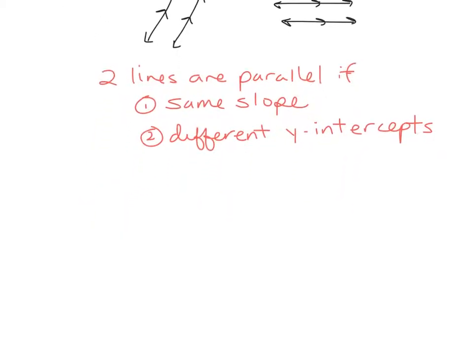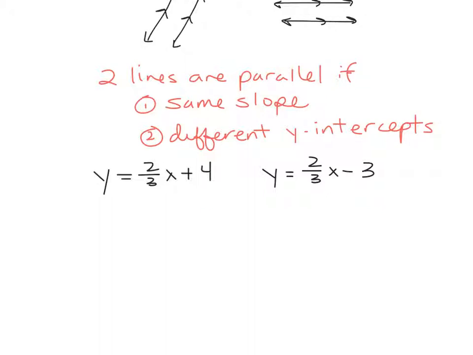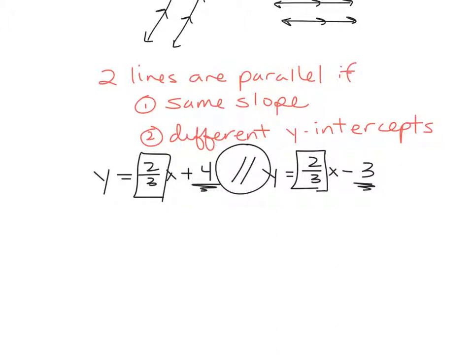So let me just give you an example of an equation set up here. If I had like y equals 2/3 x plus 4, and I had y equals 2/3 x minus 3, okay? They have the same slope, but their y-intercepts are different. Those lines would be parallel. This is how we write parallel, by the way. Two lines that are kind of on a slant, that means parallel in math land. So same slope, different y-intercept.